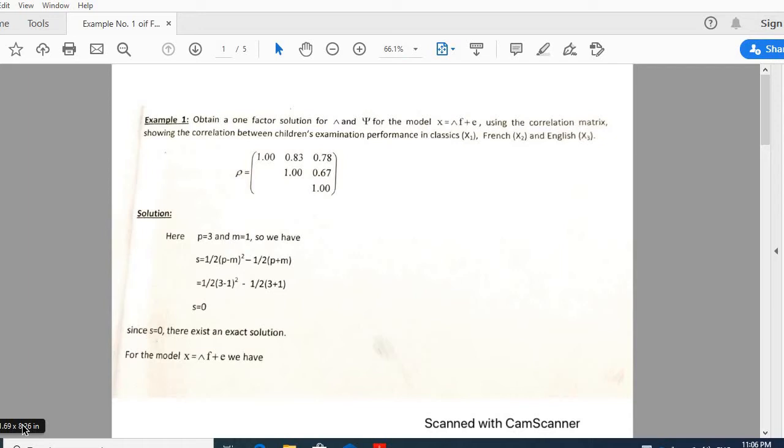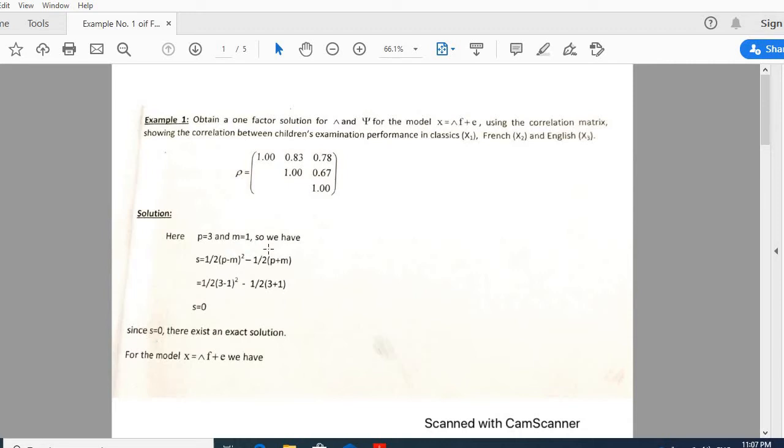So listen to it. Obtain a one factor solution for capital lambda and psi for the model x is equal to capital lambda f plus e, using the correlation matrix, showing that the correlation matrix is between children's examination performance in class 6: x1 classics, x2 French and x3 English. Here the correlation matrix has been given.